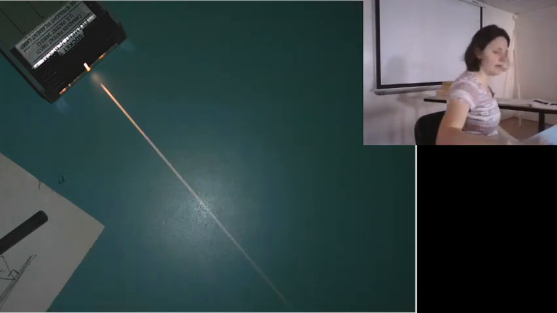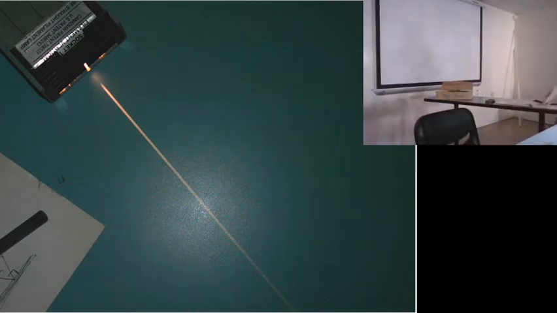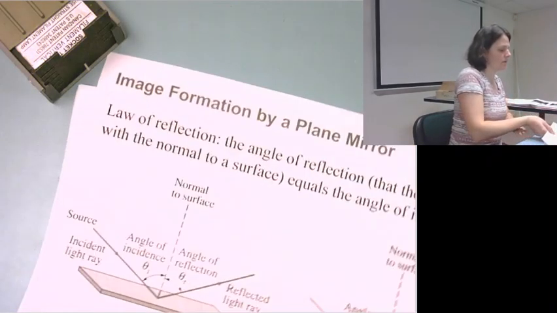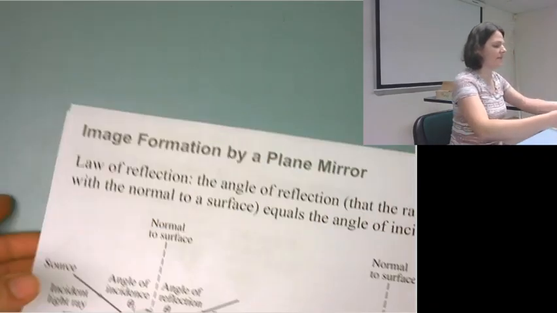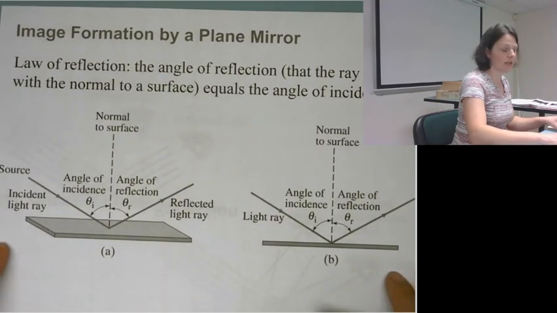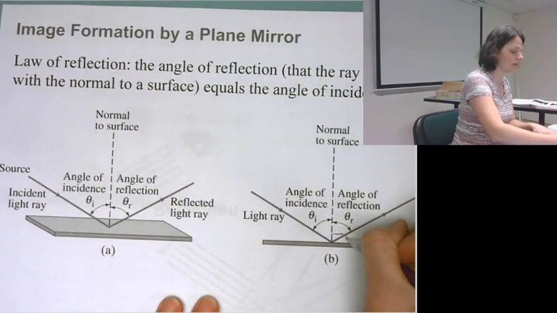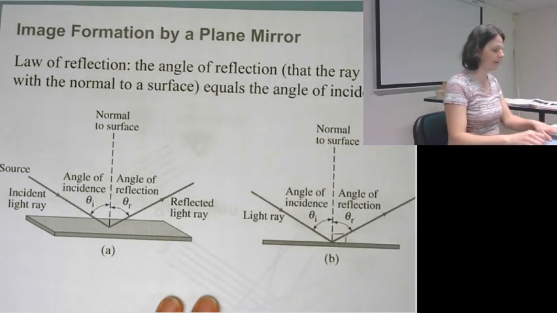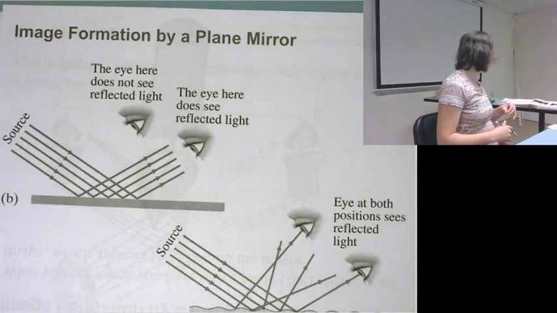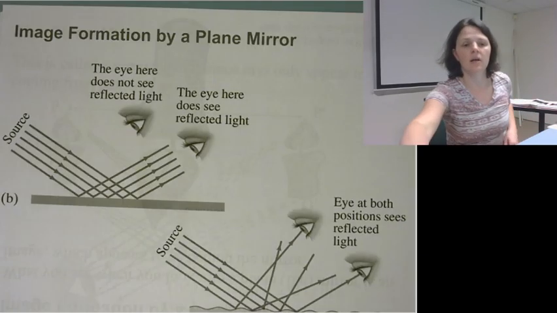So let's get the lights back on. So here was our law of reflection, which said that the angle of incidence, which we always measure normal to the surface, equals the angle of reflection right here. So this line here is the normal, and there's the incoming light ray and the outgoing light ray. And so how does a mirror work? Somewhere over here I have a mirror.